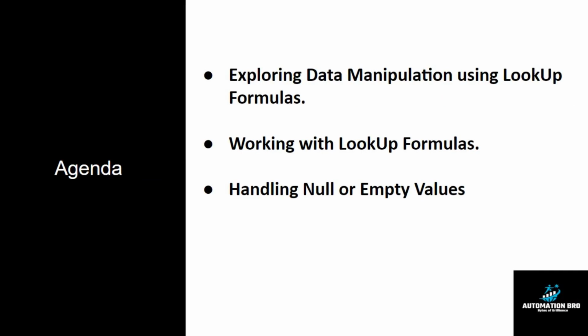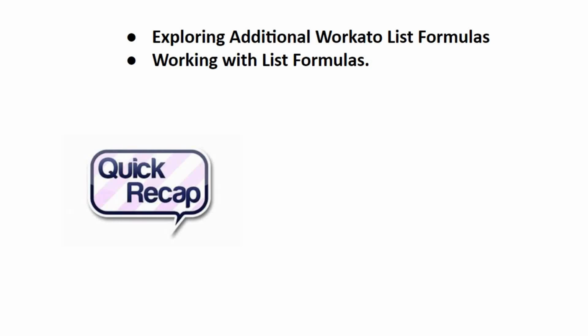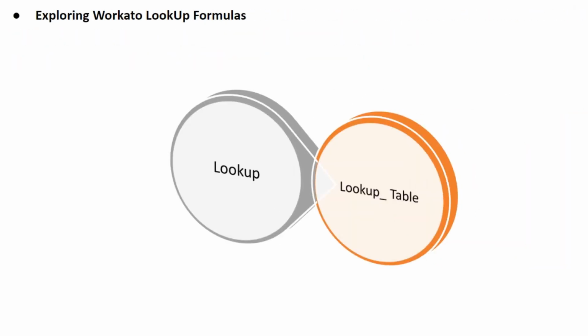or empty values. Before we move into today's session, let's have a quick recap on what we have learned in the previous session. We have explored additional Workato list formulas, working with those list formulas in a recipe. So today we are going to explore lookup formulas. In that we have two formulas: one is lookup and the second is lookup table. Without wasting our time, let's go into our workspace and explore these formulas.